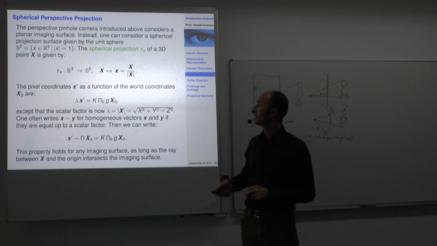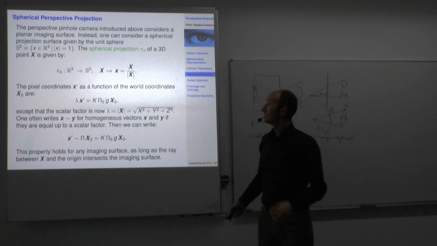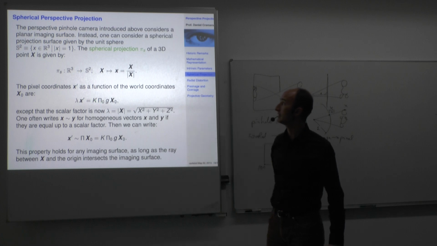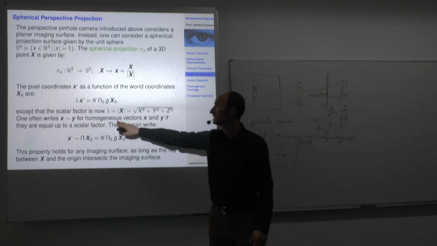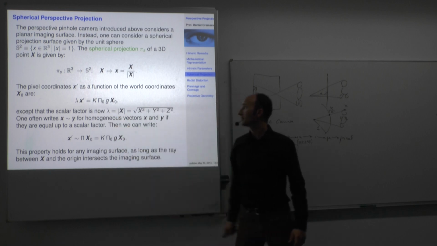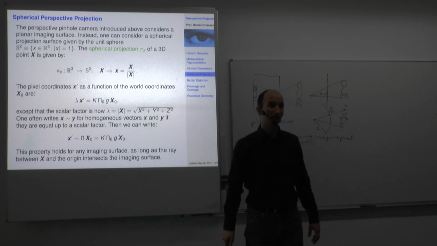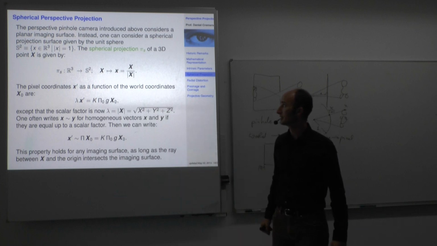We can do the transformation from the world coordinates to the pixel coordinates just the same way. So we have the world coordinate vector x0, a rigid body motion bringing it to camera coordinates, a generic projection pi 0 and K. We have exactly the same projection equation. The only difference is that now the scale factor, lambda, is not the length of the z coordinate, but the length of the entire vector x. So that is the square root of x squared plus y squared plus z squared.